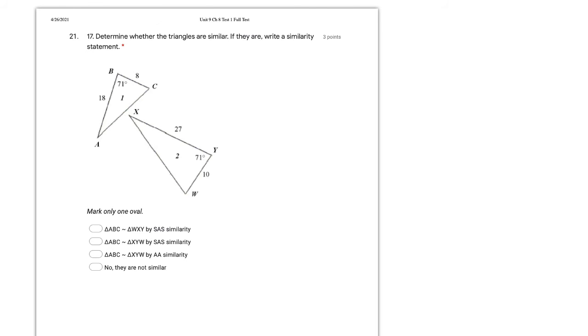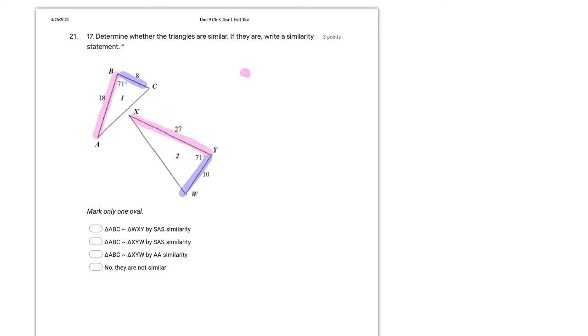For this one, we're going to have to go by either side, angle, side, or they give us angle, angle as a choice. Well, we can't do angle, angle because we don't have a second angle. We know they have the 71 in common. So let's go for side, angle, side. So there's the 18 to the 27. We'll compare that ratio and the 8 to the 10 to see if they're the same.